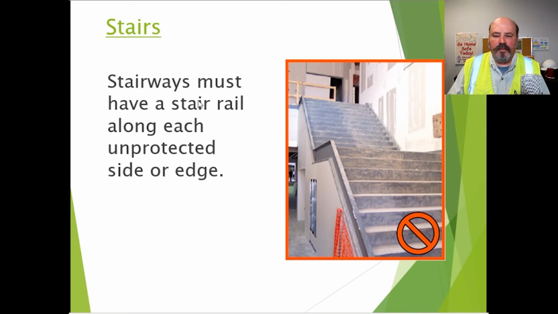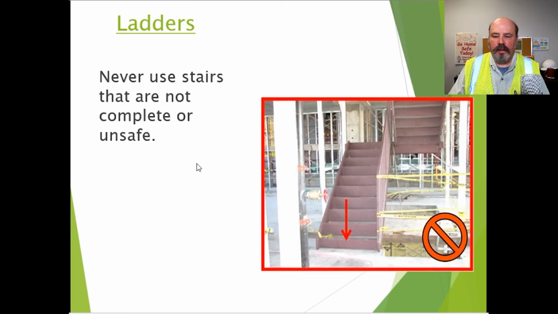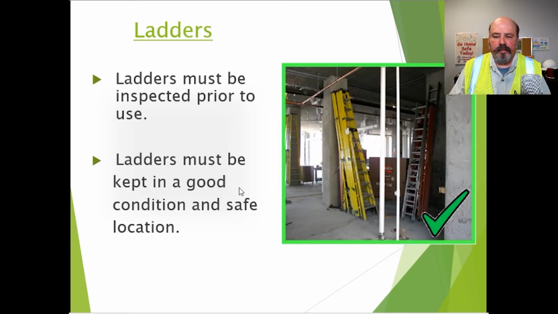Stairs. Stairways must have a stair rail along each unprotected edge or side. No stair rail. Stairs that have walls on both sides must have at least one handrail on the right hand side when climbing down. Also, never use stairs that are not complete or unsafe. These are the pan type, and there's no filler in there. Years ago, before I knew any better, I tried to ascend some steps like that, and it was reckless and dangerous, so I can understand that standard very plainly.